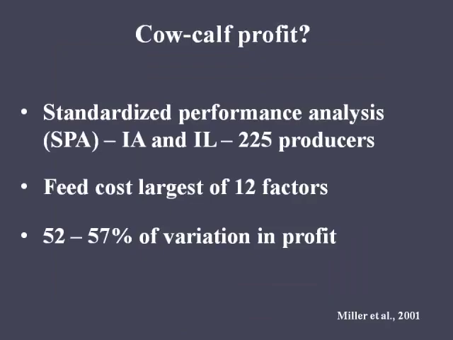Moving on, I just want to talk briefly about how we look at profitability and how feed prices and the cost of feed interacts with profitability. So this is a standard performance analysis that was conducted by Miller et al. in 2001 in Iowa and Illinois, 225 producers in this group. And these producers identified feed costs as the largest of 12 factors in their cost paradigm. And the variation in the cost of feed contributes 52 to 57% of the variation in profitability.